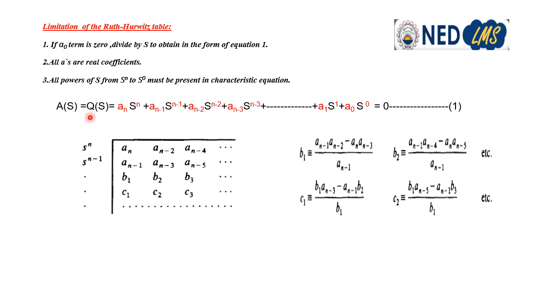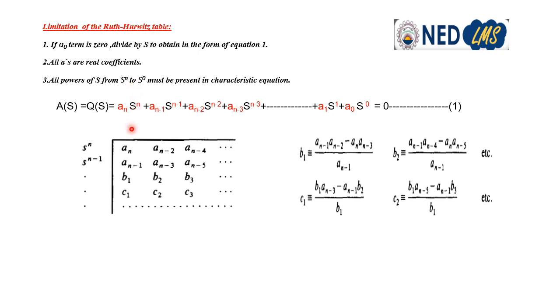To make a Routh table, first we should see the characteristic equation, and if a naught term is 0, then we'll divide the whole equation by s to get it in the standard form. All a's should be real coefficients, and all powers of s from s raised to the power n to s raised to the power 0 must be present. So this is actually the limitation before applying the Routh-Hurwitz table.